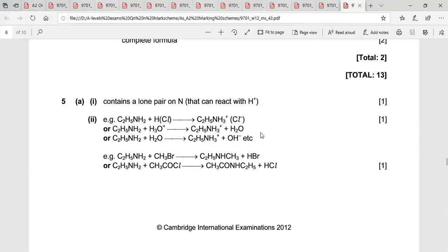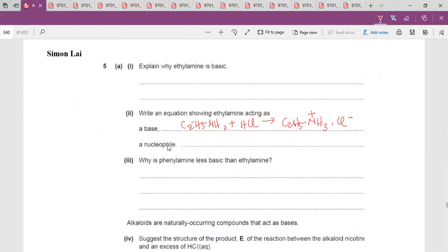The second part is even more interesting here. As a nucleophile. When does this act as a nucleophile? If it's a nucleophile here, that means it must undergo what? Nucleophilic substitution.